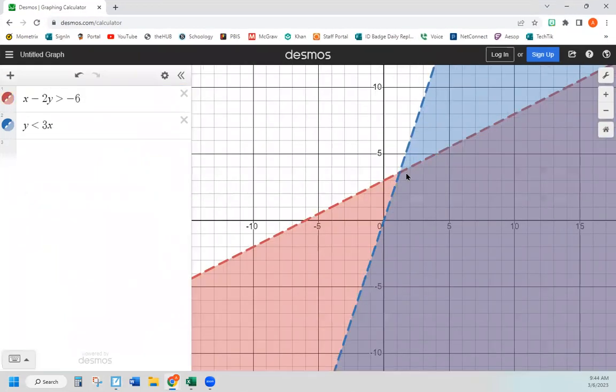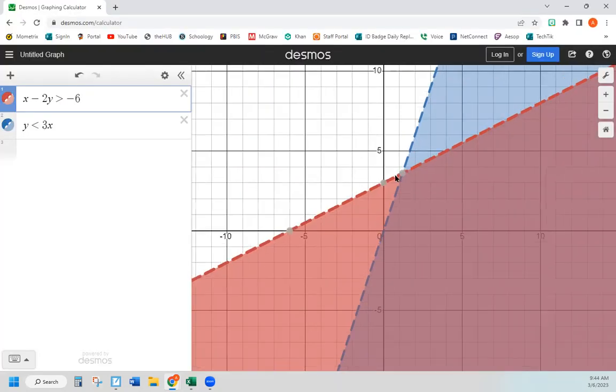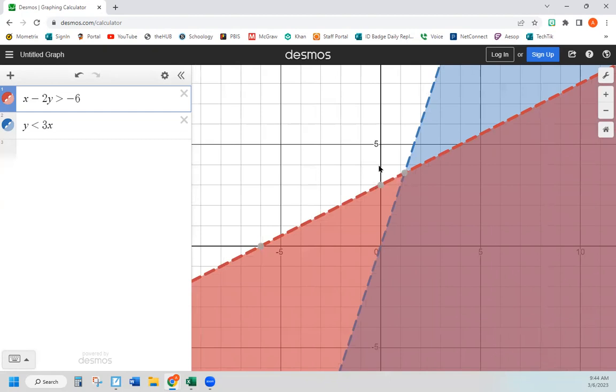The first one that we were looking at had a y-intercept of 3. There you go. And then it had a rise over run of, what was my rise over run of the first one? 1/2. So for the red one, I went up 1 to the right 2, up 1 to the right 2. So it makes sense. Here it is.